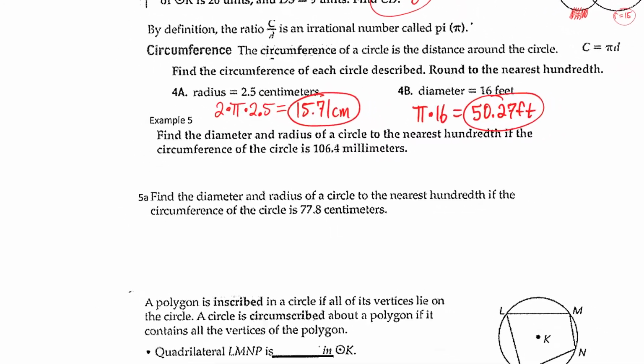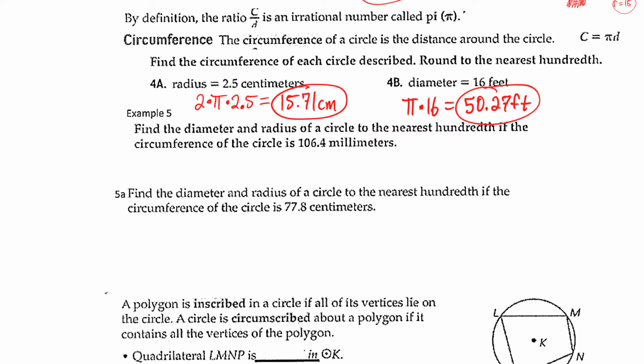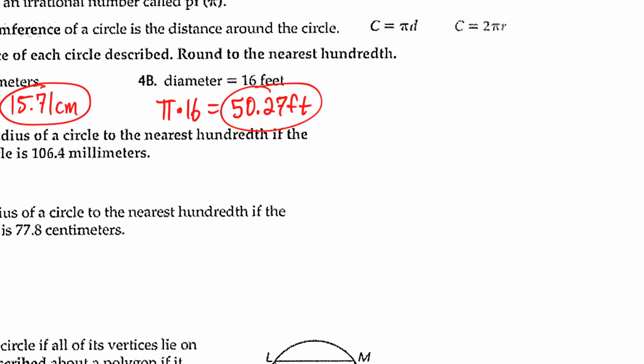Okay, on this next one, it says find the radius and diameter given that the circumference is 106.4. So on this one, we're working backwards. Instead of knowing the diameter or radius and looking for the circumference, we know the circumference and we're looking for the diameter and radius. Circumference of a circle is equal to pi times the diameter, right? So what is the circumference on this one?